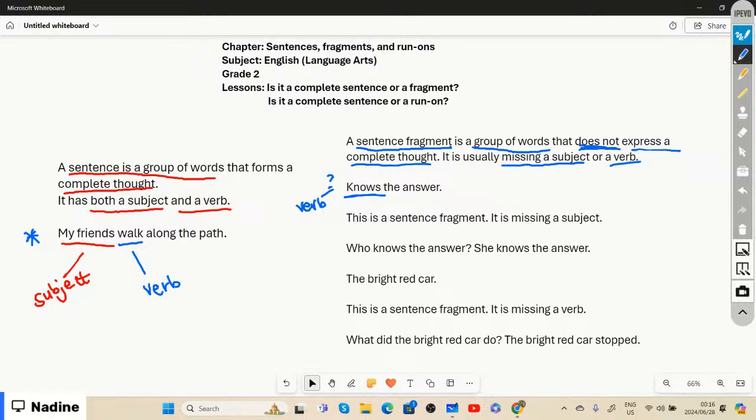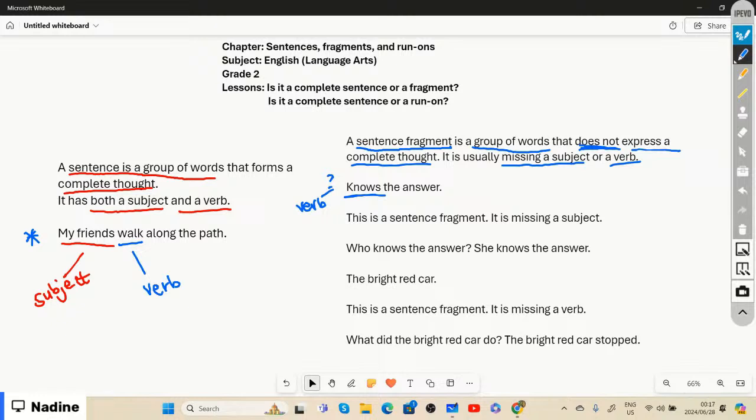Because remember, in order for us to show a complete sentence, it means that you need to have a subject and you need to have a verb. So we need to say who knows the answer. We must either say that Winnie knows the answer, the Funks know the answer, or somebody knows the answer, right? But here they're not telling us who knows the answer. They're only saying "knows the answer," which means that there's no subject within that sentence. So if there's no subject within that sentence, we say that's a sentence fragment.